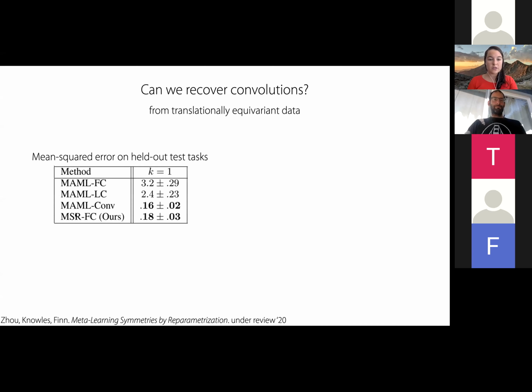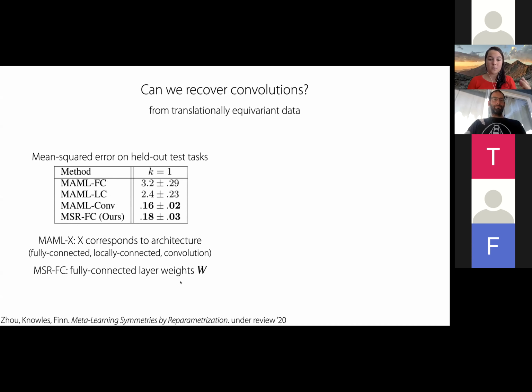Each of these rows corresponds to MAML with different kinds of architectures: either a fully connected architecture, a locally connected architecture, or a convolution architecture. The convolution architecture does very well because this perfectly exhibits the equivariance that exists in the data. Then MSR FC corresponds to MSR where the layer weights W correspond to a fully connected network. What we see is that this is able to perform comparably to MAML with convolutions, which suggests that it's able to extract the translationally equivariant structure in the data.